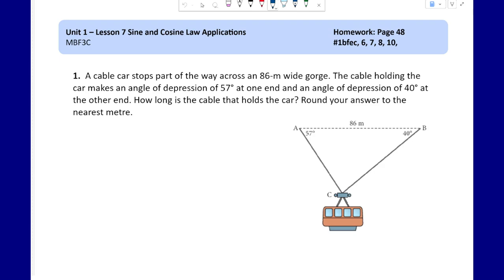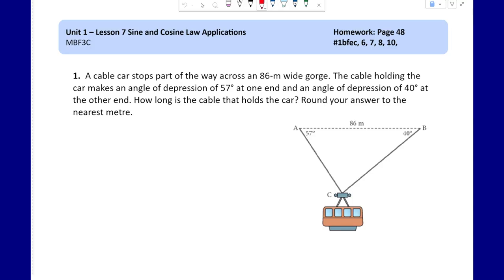So in the first question, a cable car stops part of the way across an 86-meter gorge. The cable holding the car makes an angle of depression of 57 degrees at one end and an angle of depression of 40 degrees at the other end. How long is the cable that holds the car?